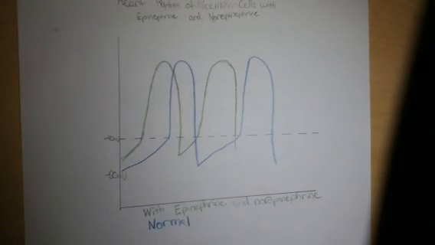Pacemaker cells with epinephrine and norepinephrine allow depolarization to happen more frequently and quickly. It also raises the resting membrane potential to negative 50 millivolts instead of negative 60. This is very important because this increases our heart rate in times of need.